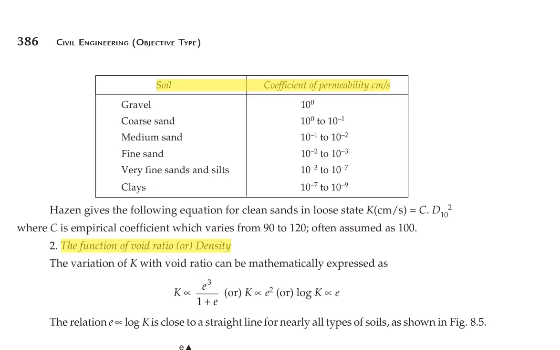And also Hazen gives the following equation for clean sands in loose state. The permeability K in centimeter per second is equal to C into D10 the whole squared, where C is the empirical coefficient which varies from 90 to 120. Often it is assumed as 100, where D10 is the effective diameter in mm.